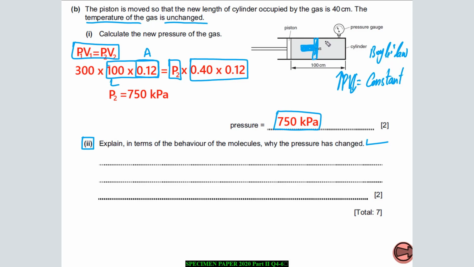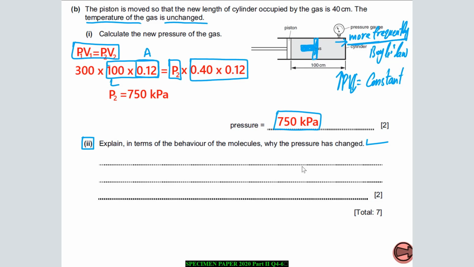Now the space has been decreased, so the molecules will hit the walls more often, or more frequently. These are the keywords you need to understand. If the volume is decreased and temperature does not change, molecules will hit the walls more frequently. This is the point you need to understand.